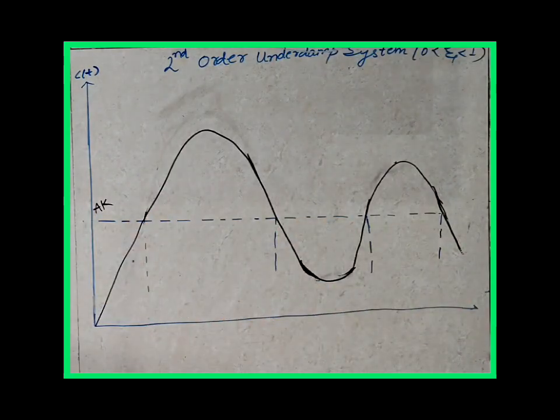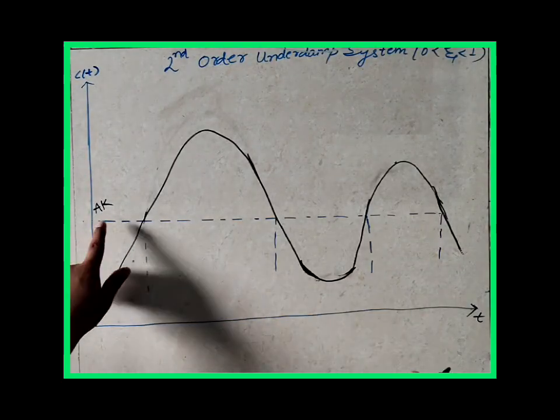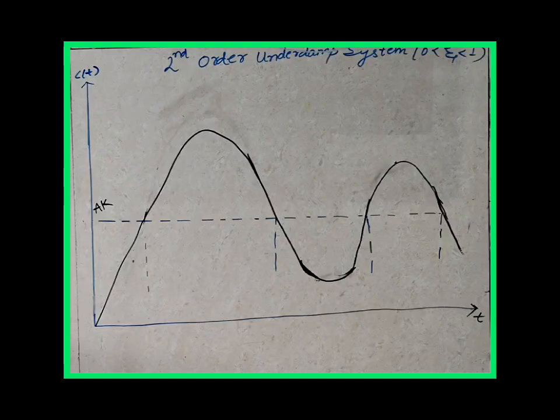So I have magnified it a little bit so that what we want to achieve about the graph can become easier. So the first thing we will talk about is the time domain. In the time domain, we basically need to know three things. First, at what instance of time the c(t) becomes equal to the value of steady state, that is AK.